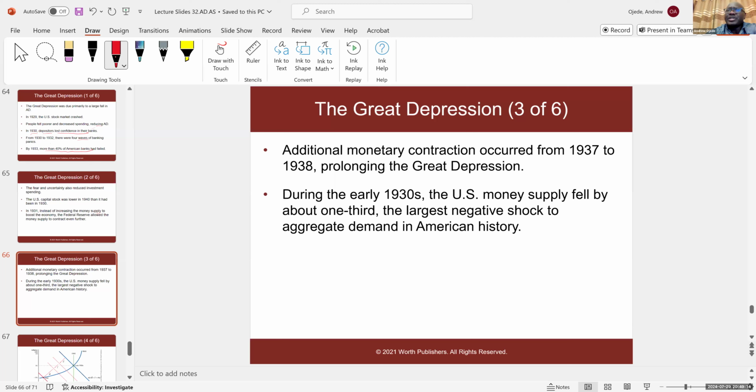Additional monetary contraction occurred from 1937 to 1938, prolonging the impact, even though the Great Depression had ended in 1933. Still, there was some effect of that Great Depression lingering throughout the late 1930s. Okay, so during the early 30s, the U.S. money supply fell by about 1/3, about 33%, the largest negative shock to aggregate demand in American history.